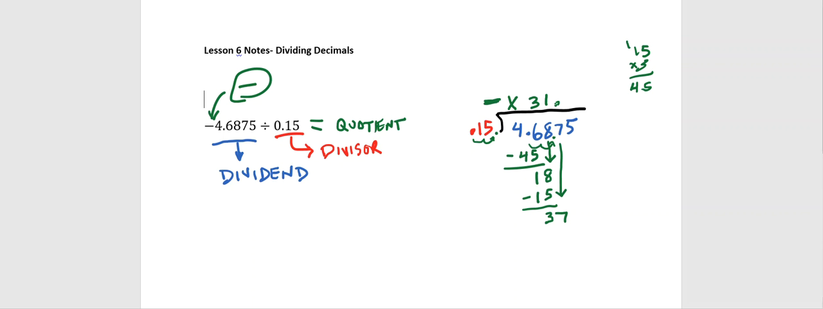Now notice we are ready to jump to the other side of the decimal point, since we just brought the 7 down. So we already talked about 15 times 2 was 30, so that seems to be where we're going to be able to fit in 2 times. So 15 times 2 is 30. We will subtract, and 30 minus 30 is 0. We have one more digit to drop down, and that's 5.